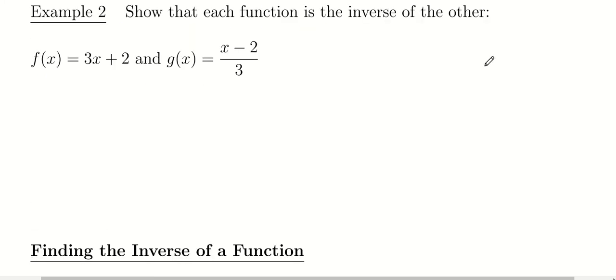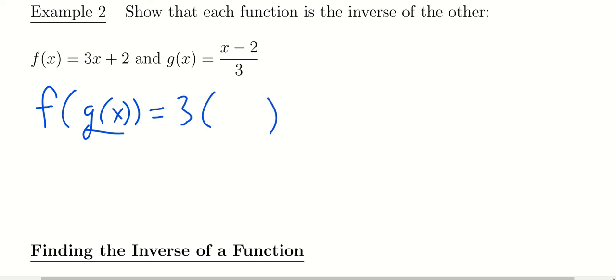Let's look at another one. In example 2, we want to show that the functions are inverses of each other. So let's go ahead and do the compositions. F composed with g of x. The inner function is g, the outer function is f. F of x says to take 3 times your input, add 2 to it. What we're plugging in for our input is the function g, which is x minus 2 divided by 3.